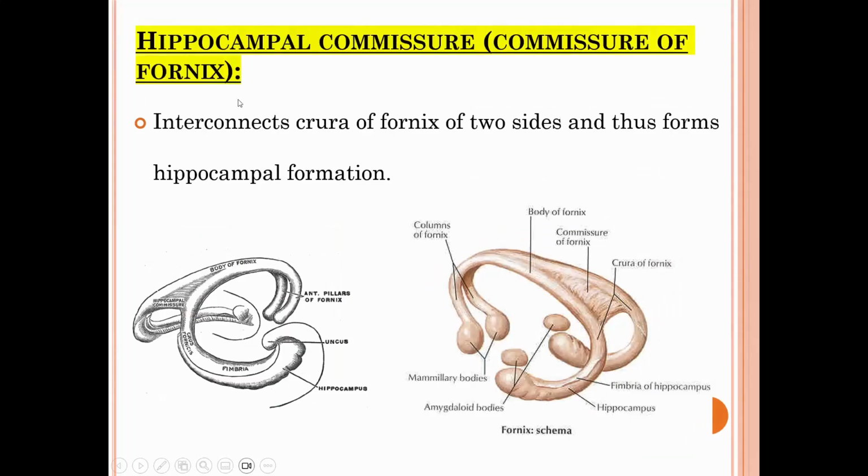Hippocampal commissure is the commissure of fornix. You can see here the fornix, and these are the two crura of the fornix, and they are joined together by the commissure of the fornix. So the hippocampal commissure connects the two crura of the fornix of two sides, and they form the hippocampal formation.